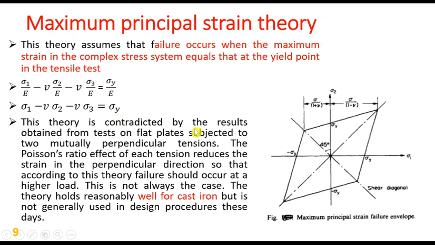This theory is contradicted by the results obtained from tests on a flat plate subject to two mutually perpendicular tensions. So when you perform the test, the results are contradicted, so it is not used most often. The Poisson ratio effect of each tension reduces the strain in the perpendicular direction, so according to this theory, failure should occur at a higher load. This is not always the case. So this predicts failure at a higher load, but it fails before that experimentally. The theory holds reasonably well for cast iron, but is not generally used in design procedure these days.